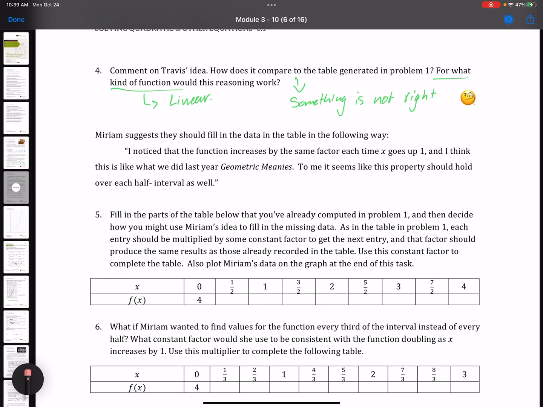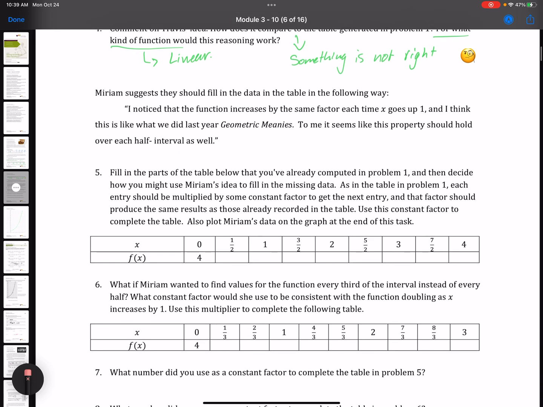But to me, it seems like this property should hold over each half interval as well. So she's saying that we should have the same multiplier rather than just going up by 2, so the half interval goes up by the average of that. She's saying, no, I think that from here to here, I need to multiply by the same thing I multiplied to get from 1/2 to 1, rather than just taking the average and adding, which is a linear idea. I need to do a multiplication somehow.